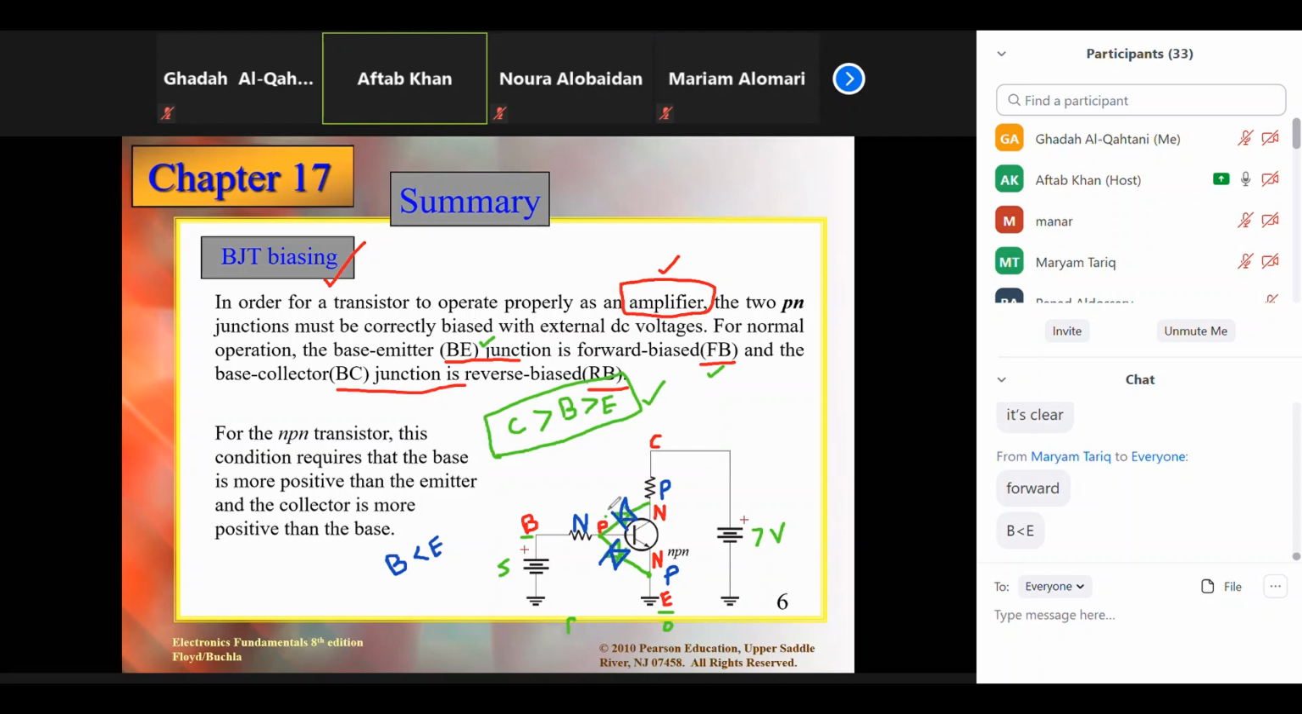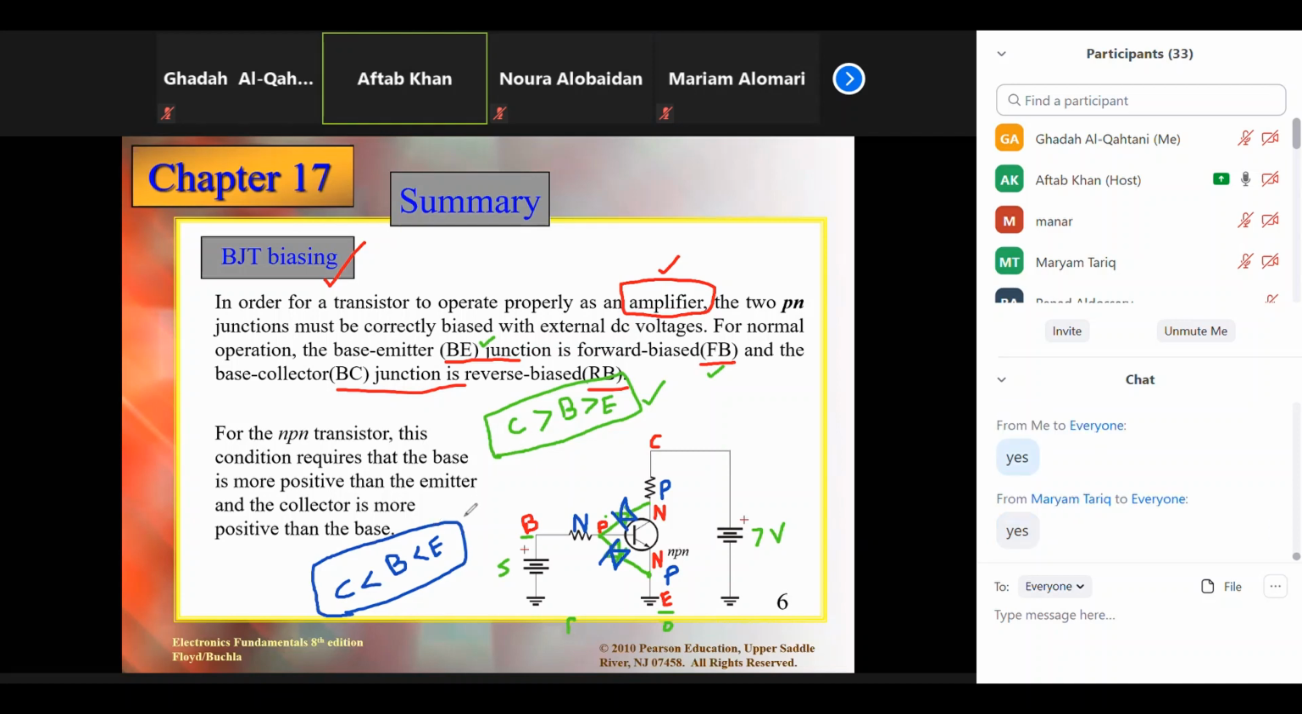Now I want to make the other junction reverse bias. We already set the voltage at B. Now how much voltage should I apply? Should C be greater than B, or C be less than B, so that this junction is in reverse bias? B should be less than C, or we can say C should be greater than B. Is that what you are all trying to say?